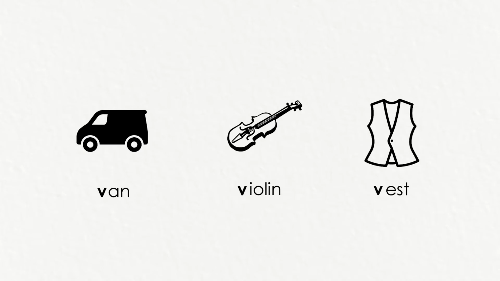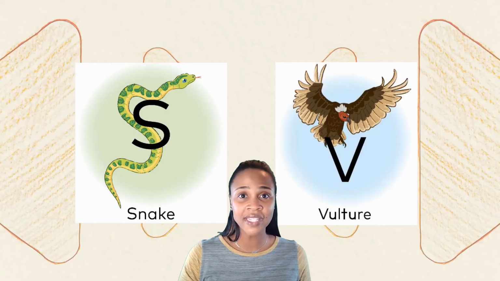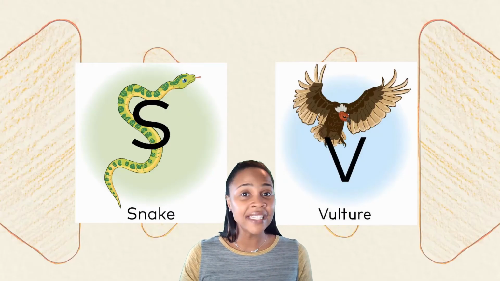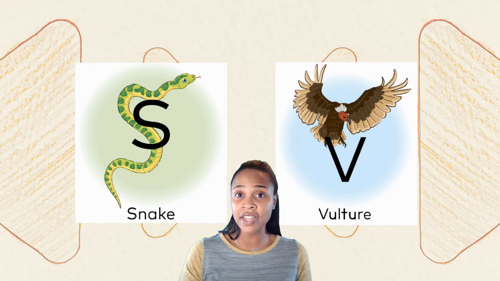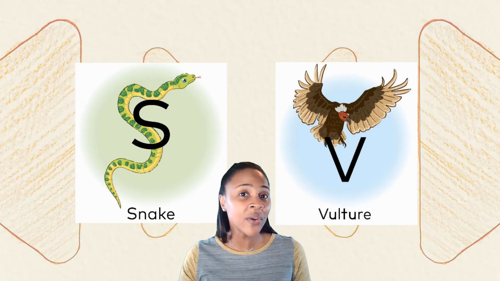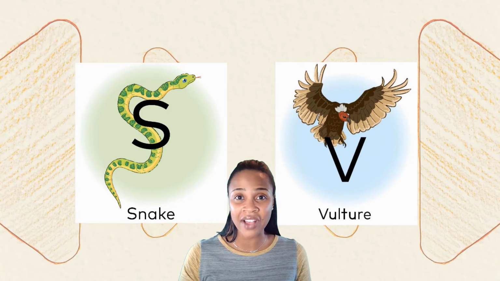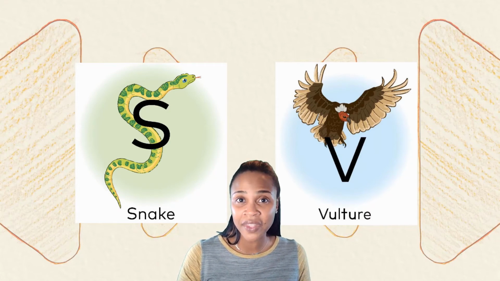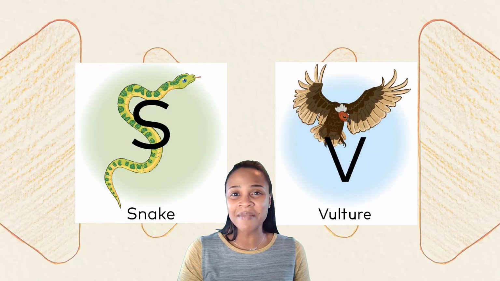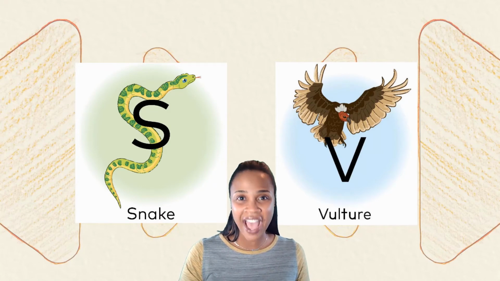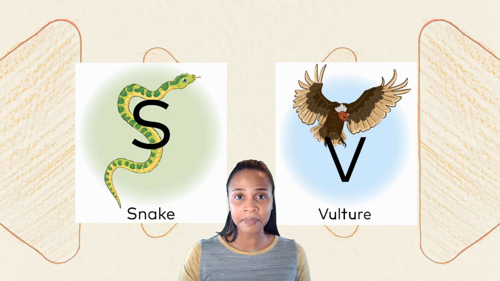Nice work! We're going to use the word snake to help us remember the sound for the letter S. And we're going to use the word vulture to help us remember the sound for the letter V. These are our key words because they unlock the sounds for what we hear.